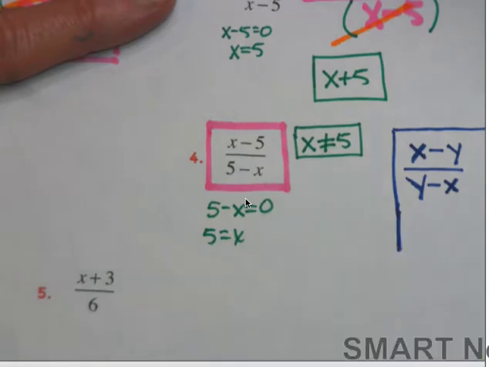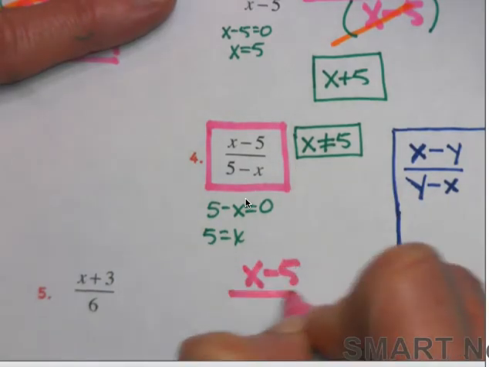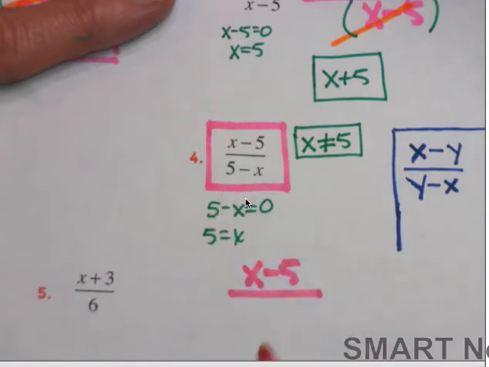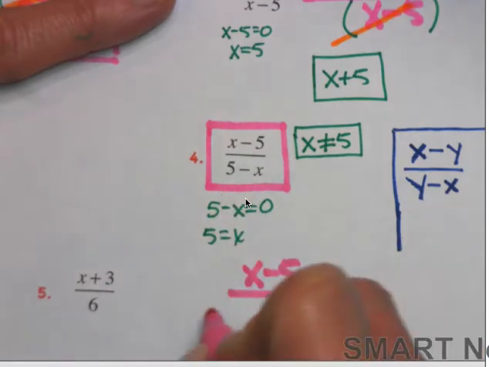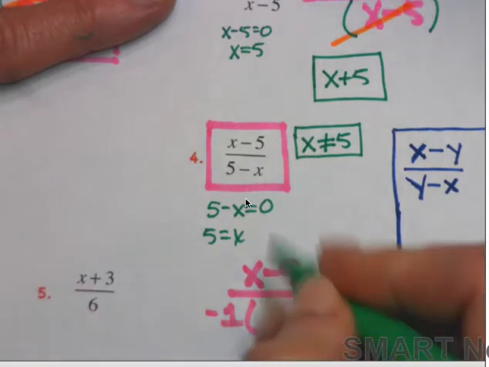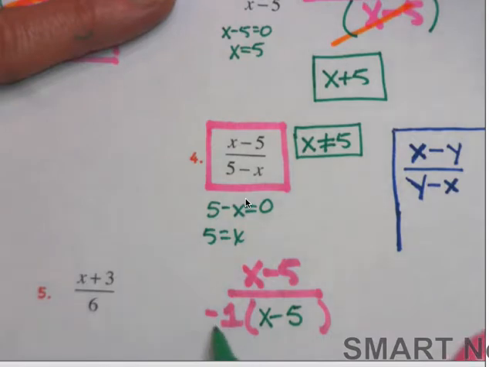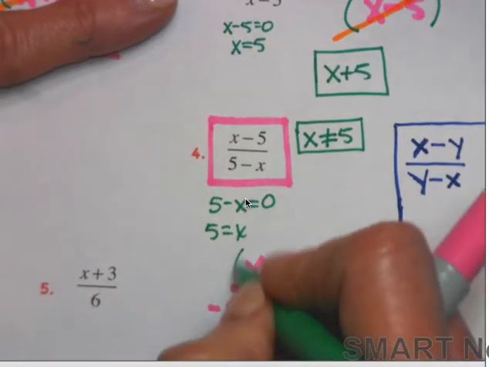When I have a problem that looks like this, I'm going to recopy it down here. I've got x minus 5 and 5 minus x. If I were to reverse distribute a -1 out of that denominator, that's going to turn that into x minus 5. If I distribute that back through, I have -x and positive 5.